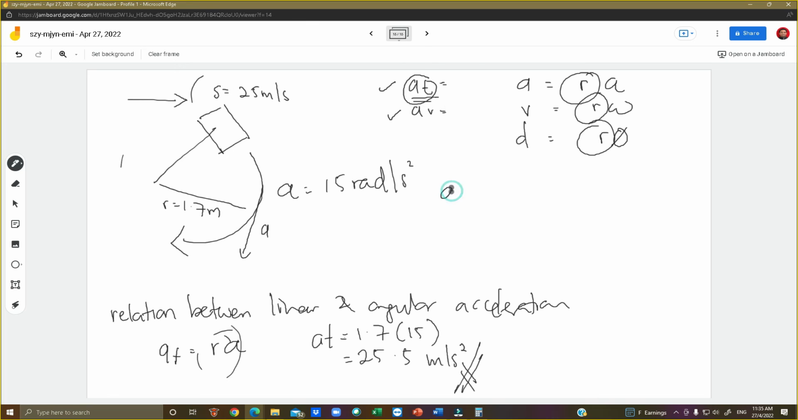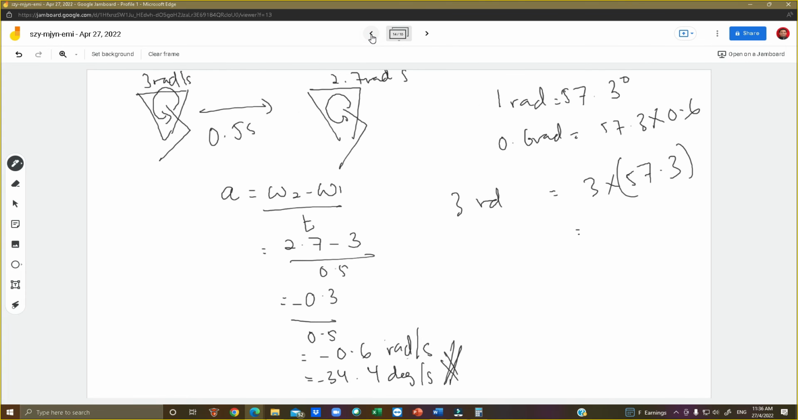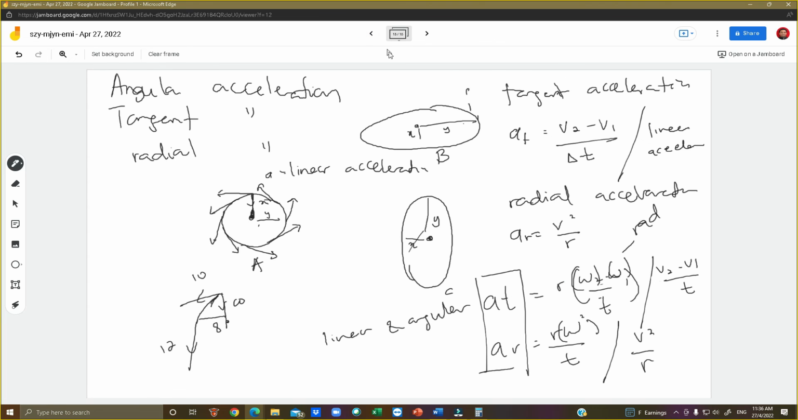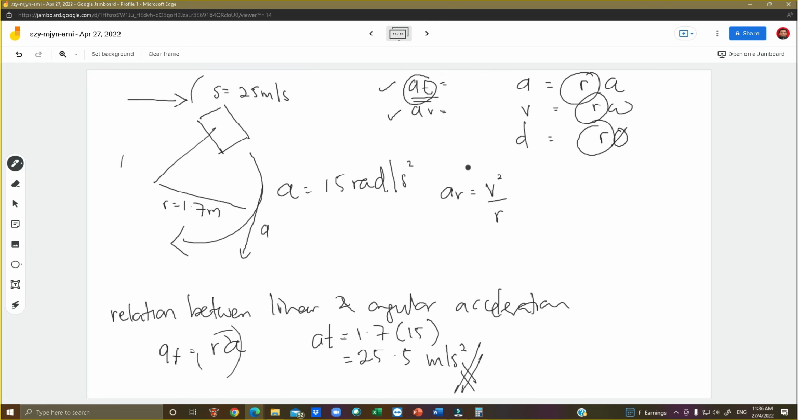Jadi apa formula AR? AR equals to apa? V square over R. Ada tak? Tulis sini. Ada. V square over R. Substitute je lah. Okay, kita dah ada V. This is the speed. The V 25 square over 1.7.